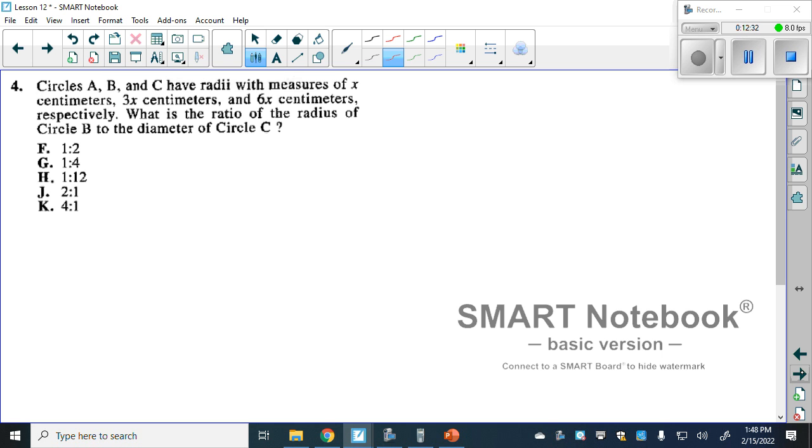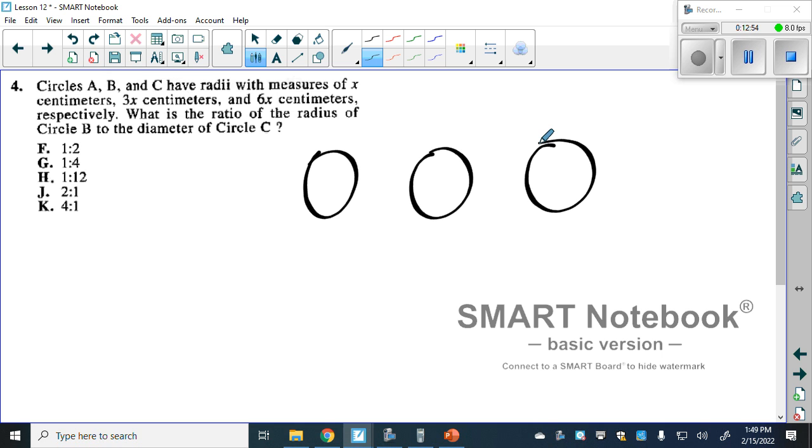I want to look at number 4. Circles A, B, and C have radii with measures of x centimeters, 3x, and 6x respectively. What is the ratio of the radius of B to the diameter of C? So they told us we have 3 circles. Since they didn't give me any circles, I'm going to draw 3 circles. Now we know the radius of the first is x. The radius of the second one is 3x, and the radius of the last one is 6x. So we have A, B, and C.